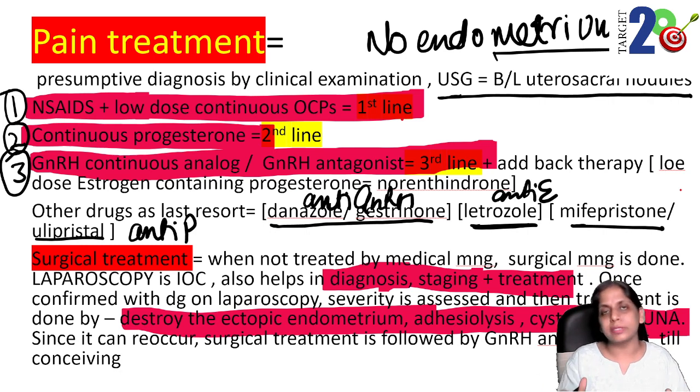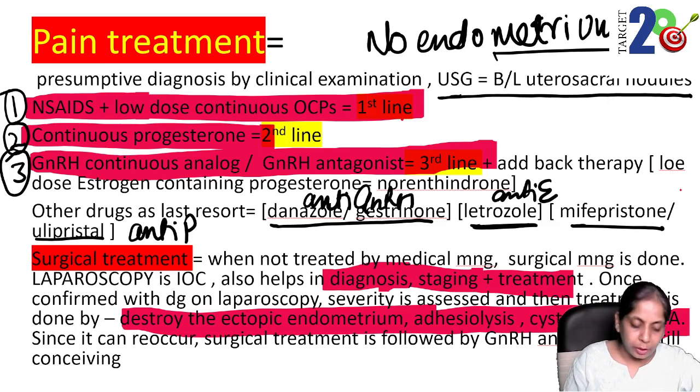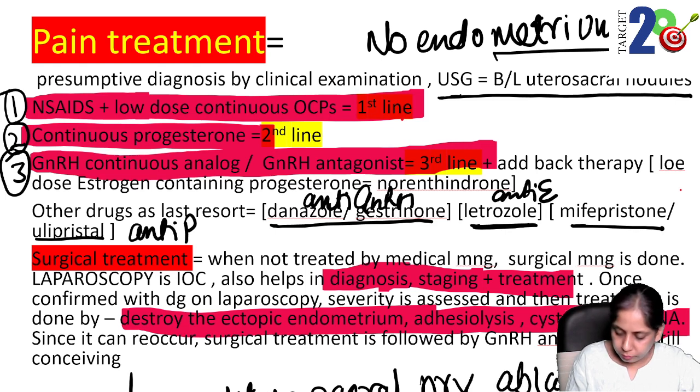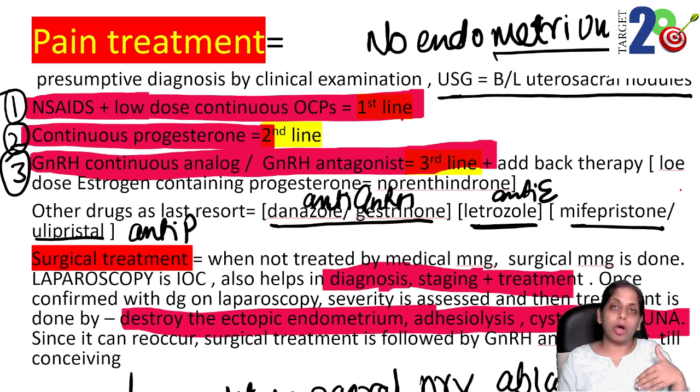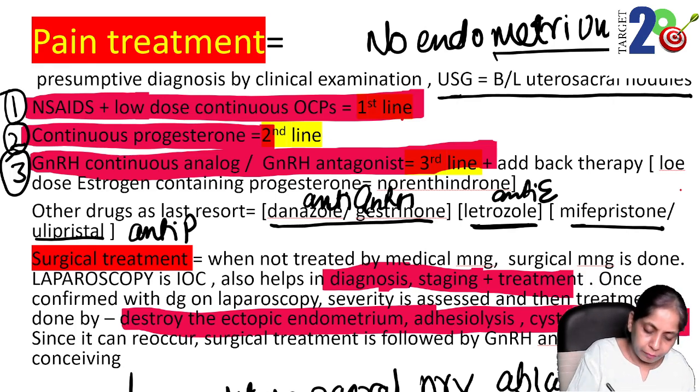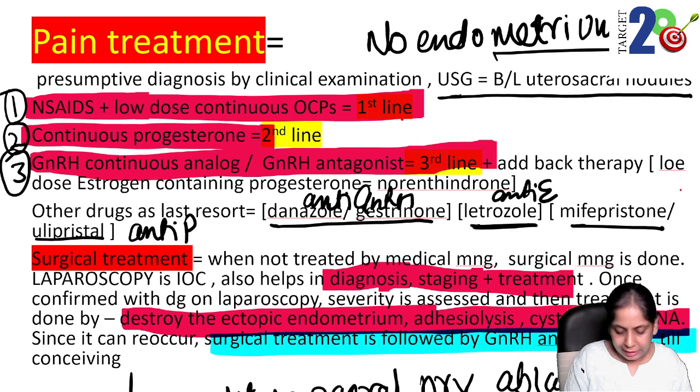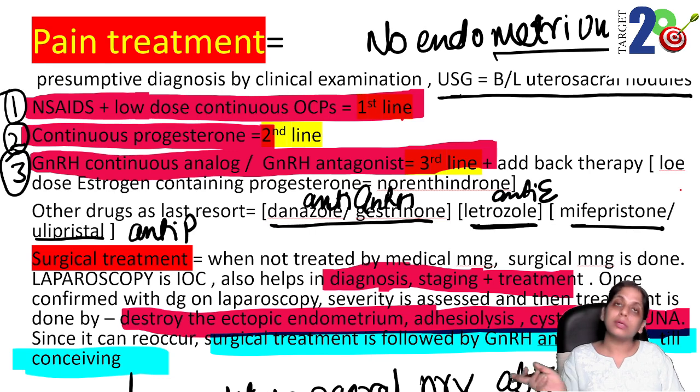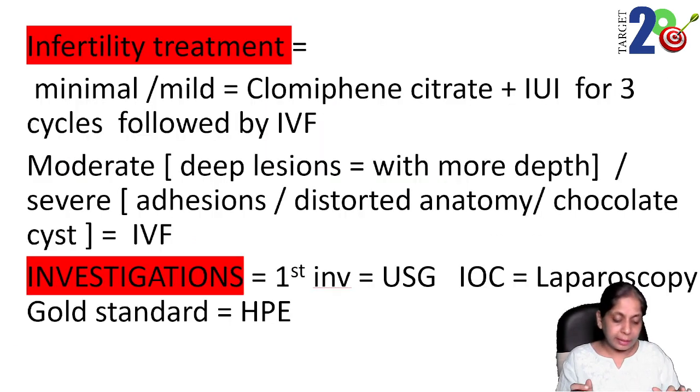The ectopic endometrium site, we will destroy it. We will do the cautery. We will do the laser ablation. We will do the adhesiolysis. We can do the cystectomy. We can also do the LUNA. What is LUNA? LUNA is laser uterosacral nerve ablation. Now, because it will recur, after doing this surgery we have to give that patient a GnRH analog or Interlock till conceiving, because it will recur.